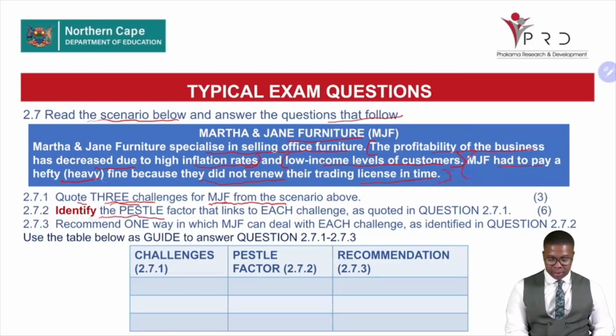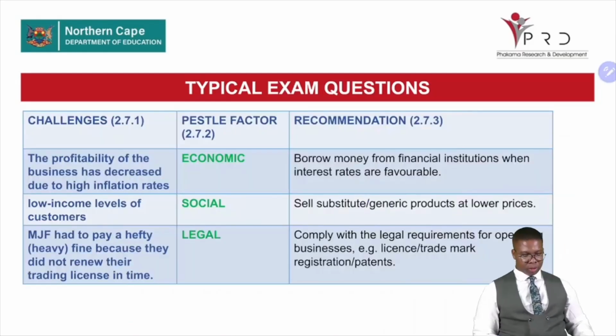Then, as we proceed, 2.7.2 says, identify the PESTEL factors and link them to a challenge as quoted in 2.7.1. And then 2.7.3 says, recommend one way in which MJF can deal with each challenge identified in 2.7.2, and use the table below as a guide to answer question 2.7.1 to 2.7.3. Let us look into our solution.